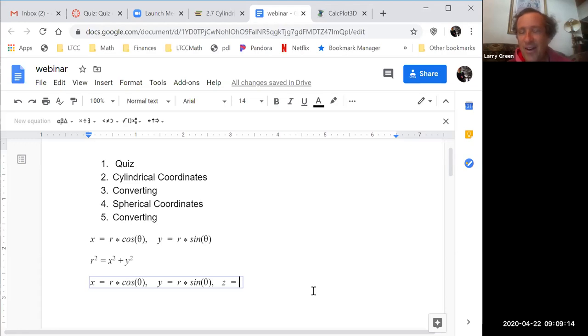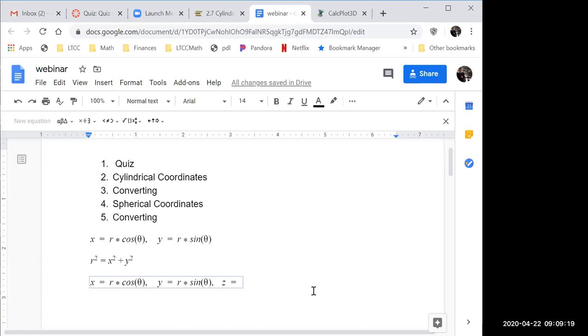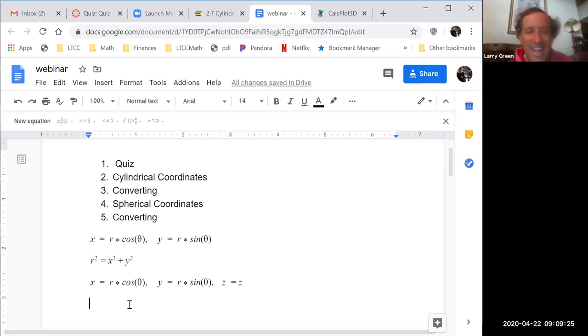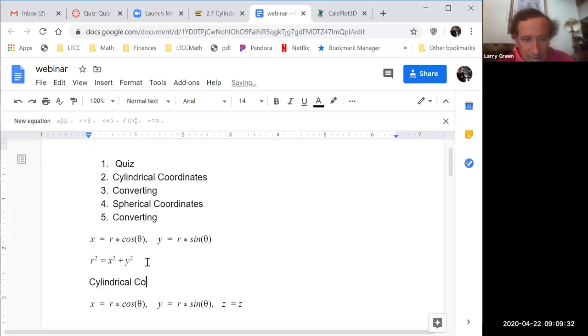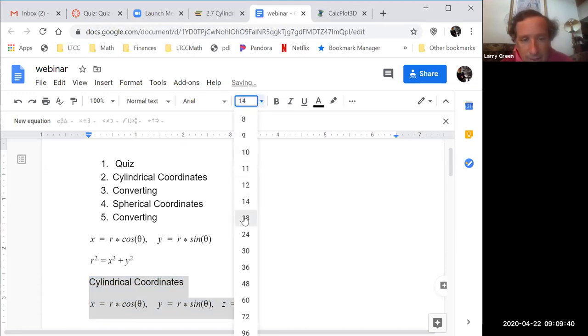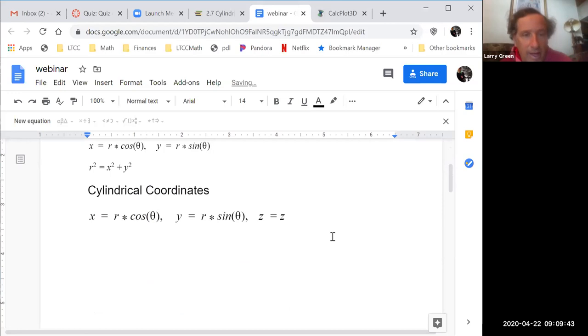When I write it down, you'll say, oh, that was too easy, I didn't even think about it. Should I tell you? Yeah, z equals z. That's it. And that is the definition of cylindrical coordinates. Let's make that a little bigger because that's a biggie for today. You just take polar coordinates and leave z to be itself. Just say z is z. We don't need to make any changes.